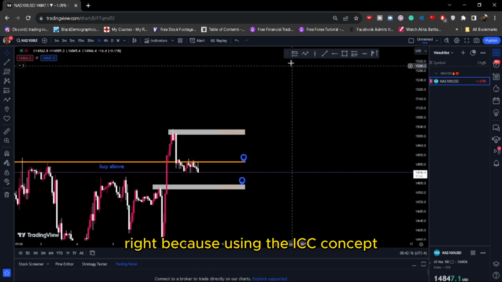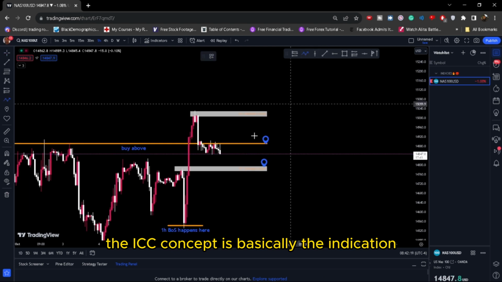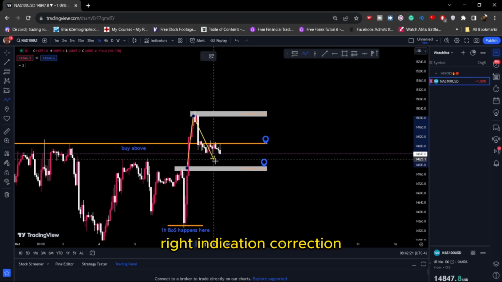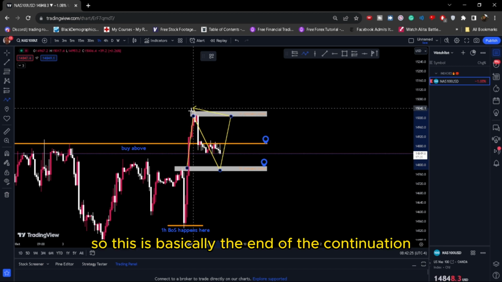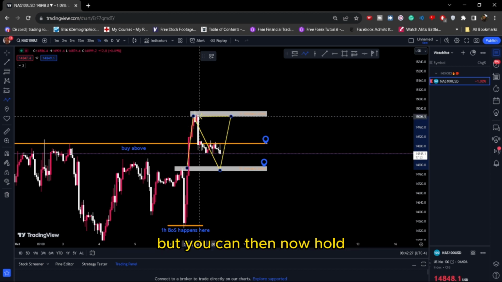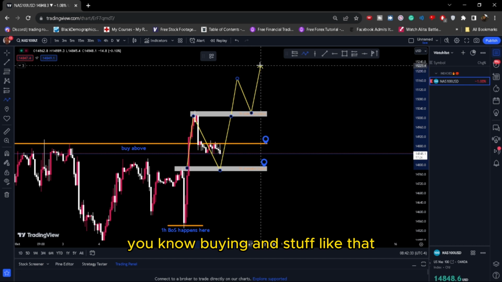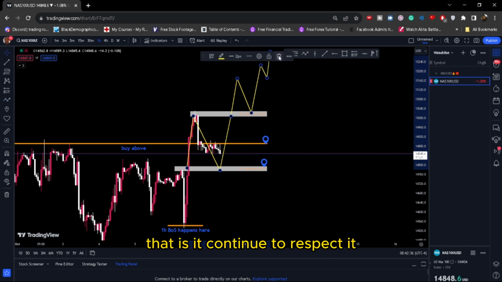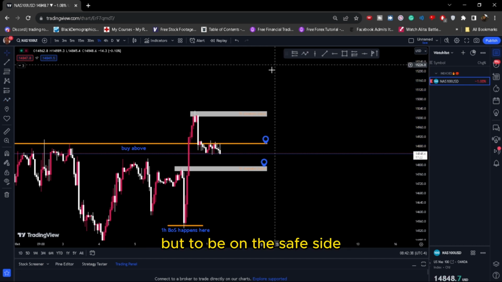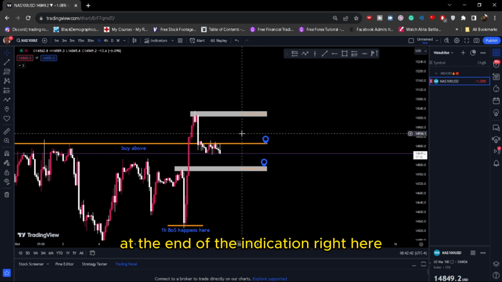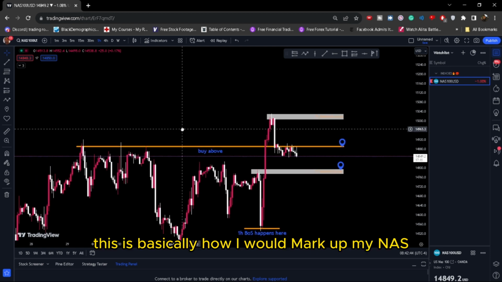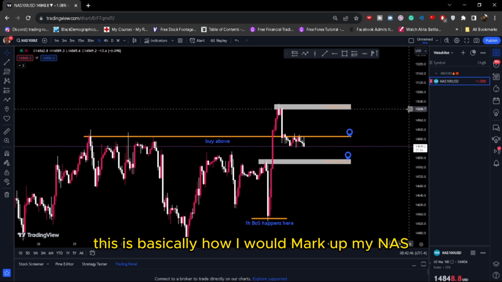Because using the ICC concept, ICC is basically indication, correction, and then continuation. So this is basically the end of the continuation, but you can hold, assuming price does respect the 1 hour trend, it will continue buying and stuff like that. That is if it continues to respect it. But to be on the safe side, we usually pull out at the end of the indication right here. So with that being said, this is basically how I would mark up my NAS 100 trade.